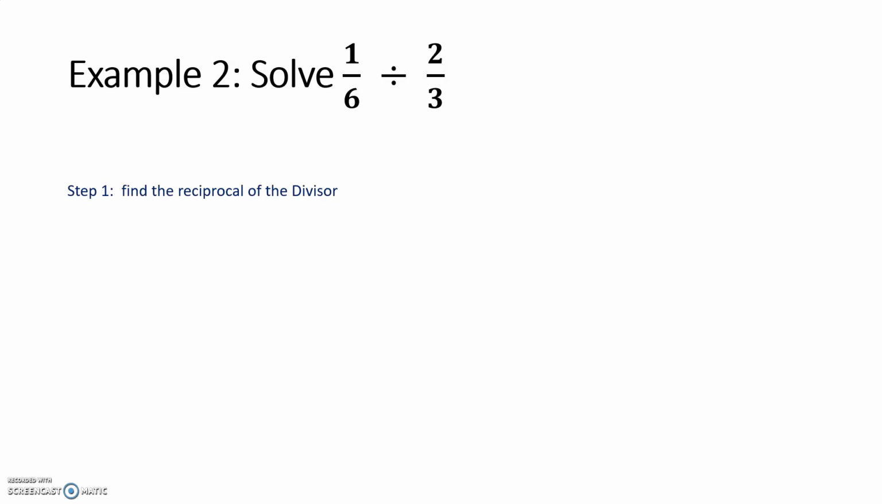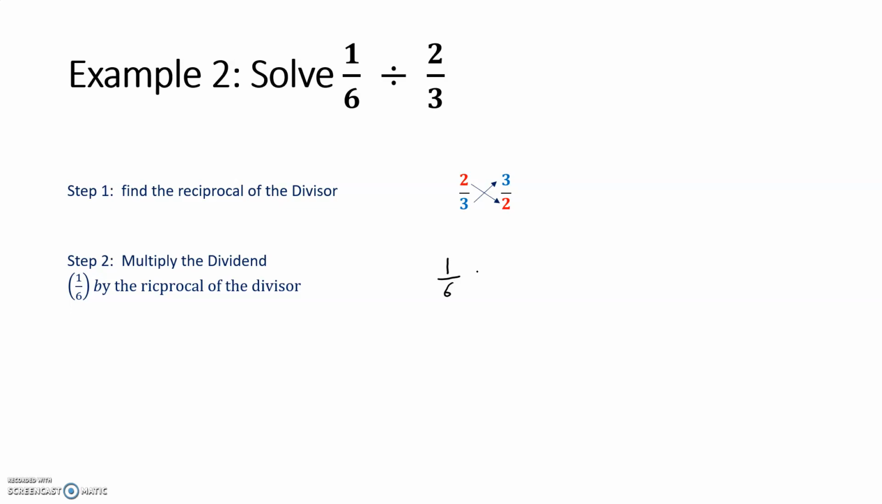All right, so the first thing I'm going to do is find the reciprocal of the divisor. And remember, so 2/3 is my divisor. So 2/3 becomes 3/2. I just flip them around. Okay. Step two, I'm going to multiply the dividend by the reciprocal of the divisor. So my dividend is 1/6. And multiply the dividend by the reciprocal. So I'm going to change that division symbol to multiplication. And then my reciprocal of 2/3 is 3/2.